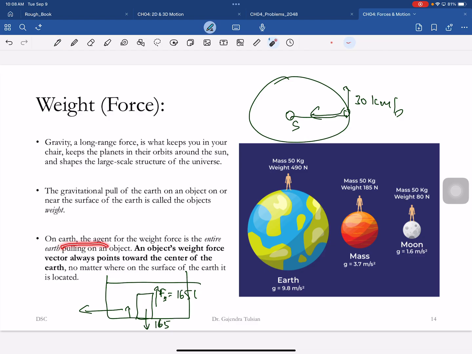On Earth, by the way, the agent is the entire Earth acting on you, and the object is you. And like we said, no matter where you are located, the force on you is always directed toward the center of the Earth.